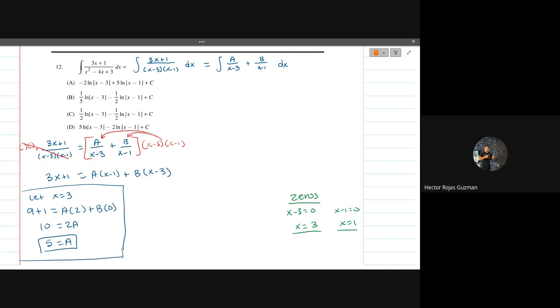Now we're going to repeat the process by using the other zero, x is equal to 1. So that means we have 3 plus 1 is equal to A times 0 plus B times negative 2. So 4 is equal to negative 2B. Thus, B is equal to negative 2.